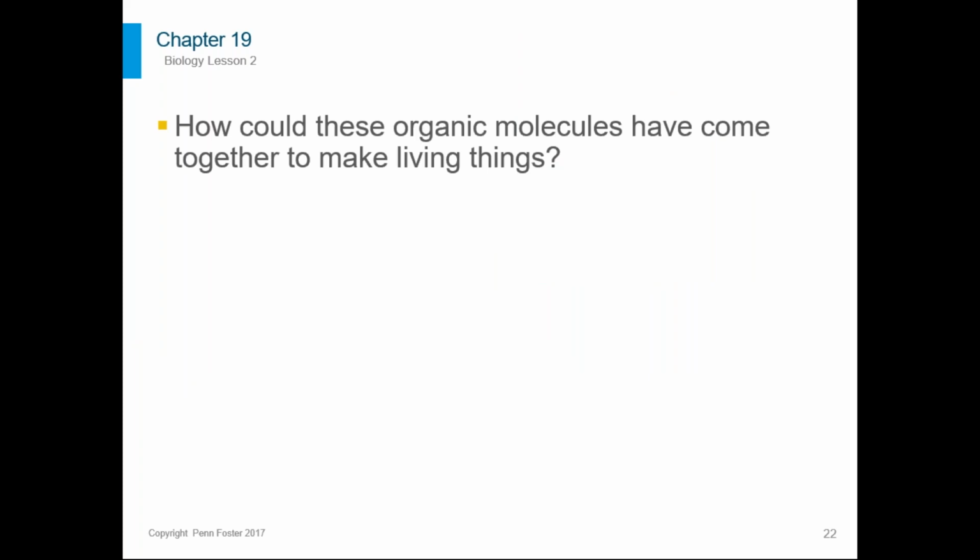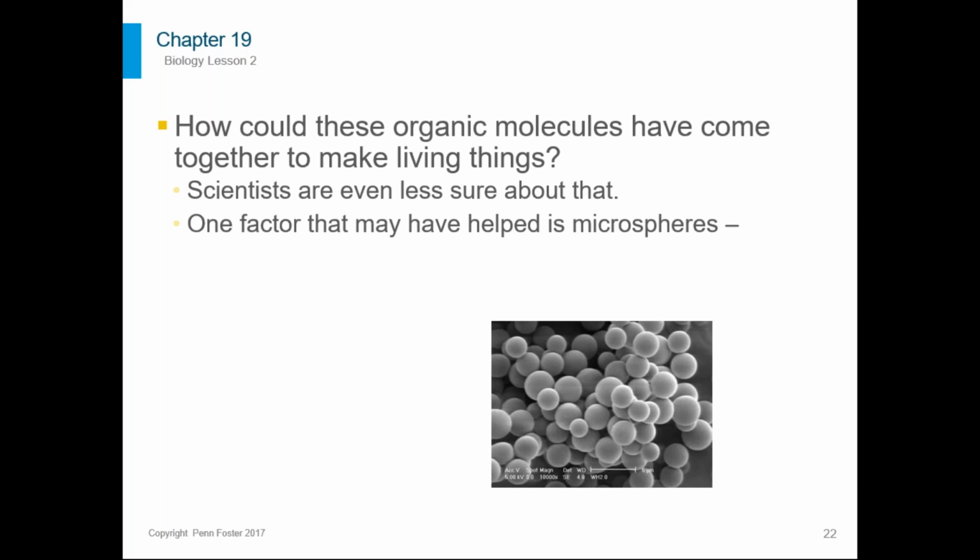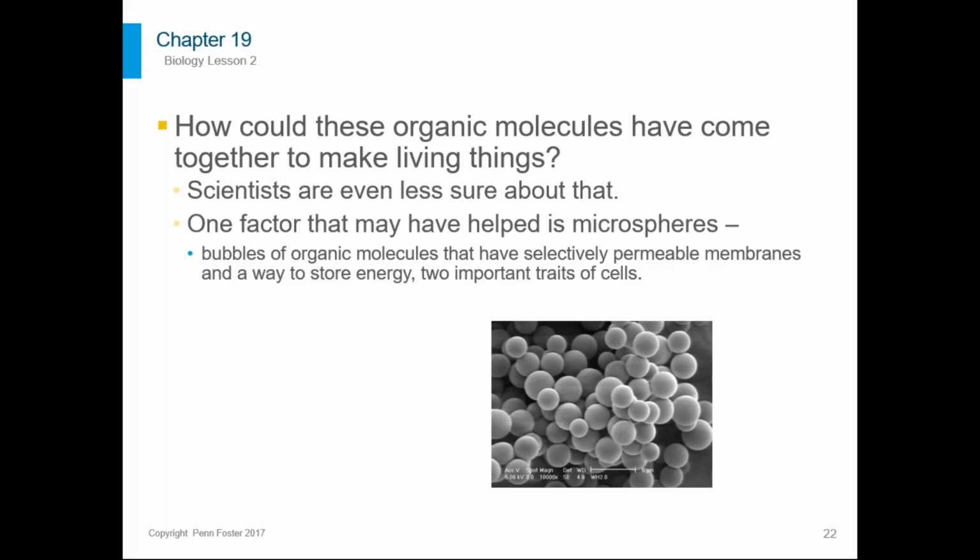So, how could these organic molecules have come together to make living things? Okay, that's a huge step. Maybe lightning can react with these gases in the atmosphere and make organic molecules form, but that's a long way from actually having living things. So scientists are even less sure about how that happened. There are some ideas. One factor that may have helped is microspheres, which are bubbles of organic molecules that have selectively permeable membranes, just like cells, and a way to store energy, which cells also do. So these might have been kind of protocells, things that existed before real cells.